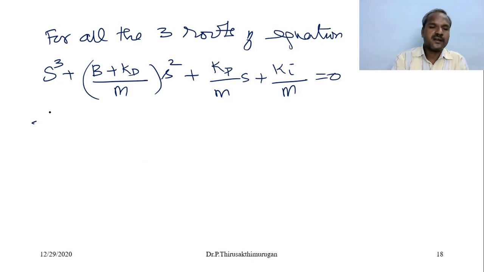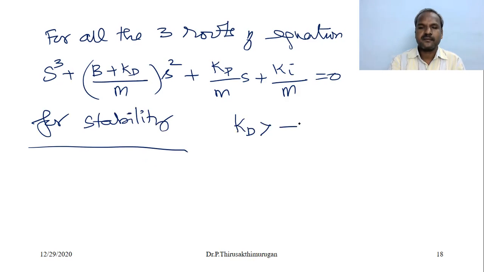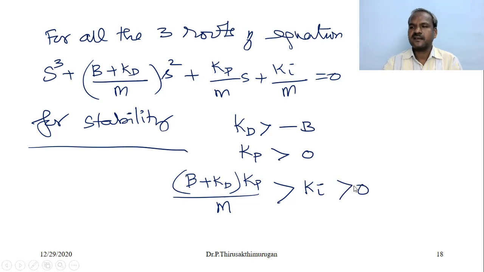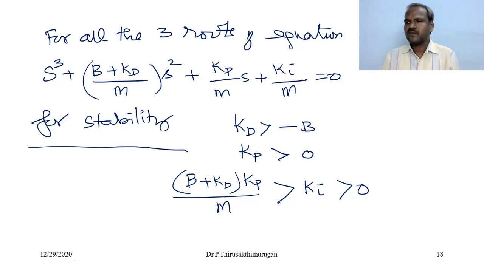What are the conditions for stability? KD should be greater than minus B. KP should be greater than 0. (B plus KD) into KP by M should lie between, and Ki greater than 0. So these are all the standard conditions for stability in third order dynamic equations.